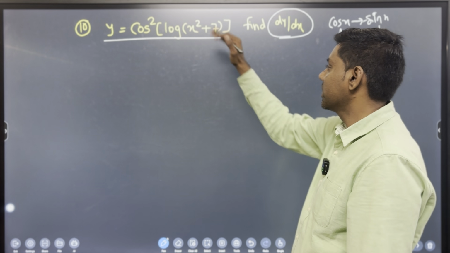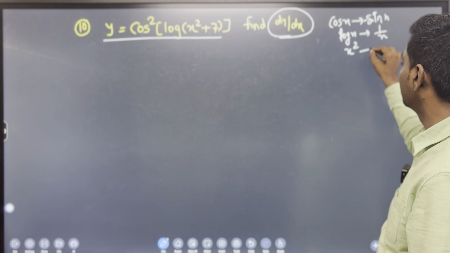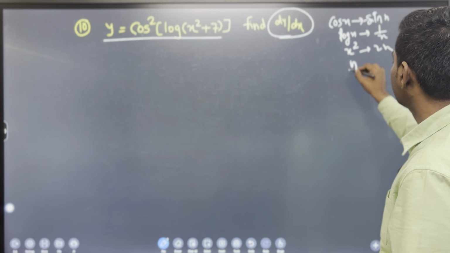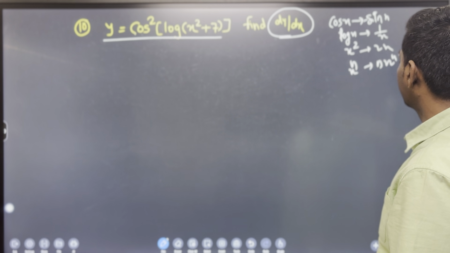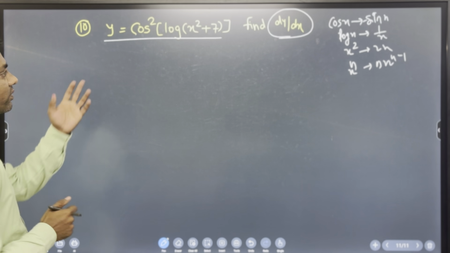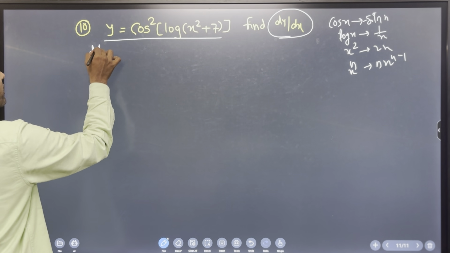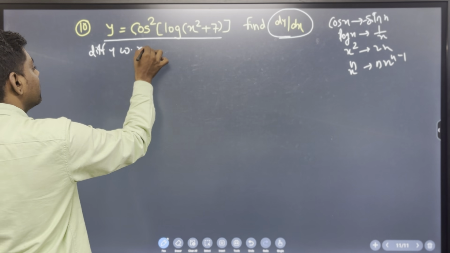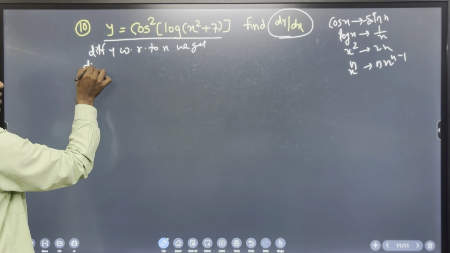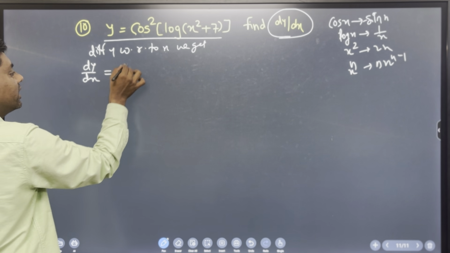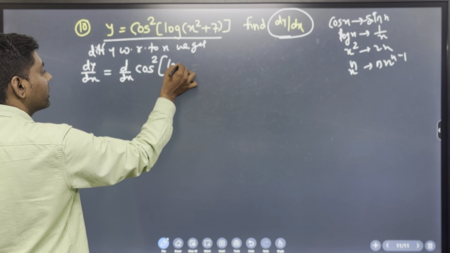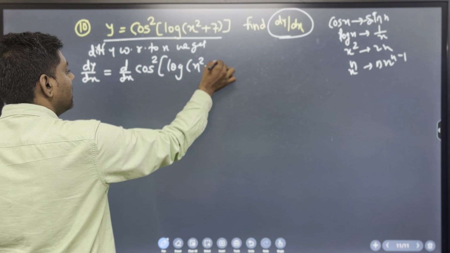Next x square plus 7. The derivative of x square is 2x. And most importantly, function raised to a constant, that is x raised to n, so n into x raised to n minus 1. Keep all the formulas clearly in your mind, then we solve it. So differentiating y with respect to x, we apply d by dx on both sides, and then take the derivative of the given function, so then we solve the example.